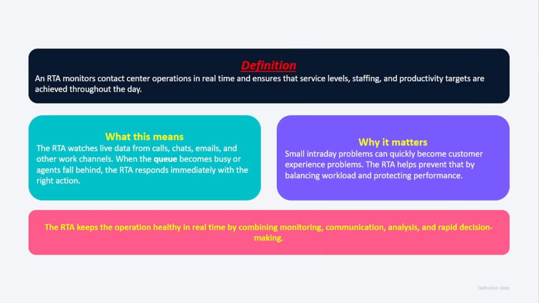Okay, so this is the definition of an RTA. An RTA monitors contact center operations in real time and ensures that service level, staffing, and productivity targets are achieved throughout the day. So the main purpose is achieving the targets. What does this mean? The RTA watches live data from calls, chats, emails, and other work channels. Whether our queue is busy or agents fall behind, the RTA responds immediately with the right actions.